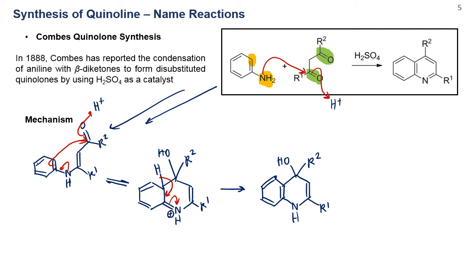And in this case, you don't need to use the oxidant because you already have the leaving group as the OH. So this lone pair from nitrogen can attack and kick out the OH as water. So finally you will generate the quinoline from this condensation reaction.